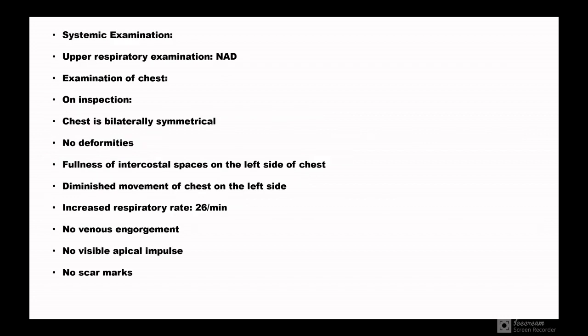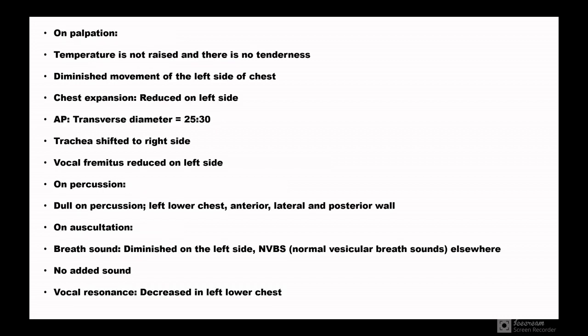Now, when we do the systemic examination, in the upper respiratory examination, no abnormality detected. Examination of chest, on inspection: chest was bilaterally symmetrical, no deformity, fullness of intercostal spaces on the left side of the chest, diminished movement of chest on the left side, increased respiratory rate, that is 26 per minute, no venous engorgement, no visible apical impulse, no scar present. And on palpation, temperature is not raised and there is no tenderness, diminished movement of the left side of the chest, chest expansion reduced on the left side, AP and transverse diameter of the chest is 25 to 30, trachea shifted to right side.